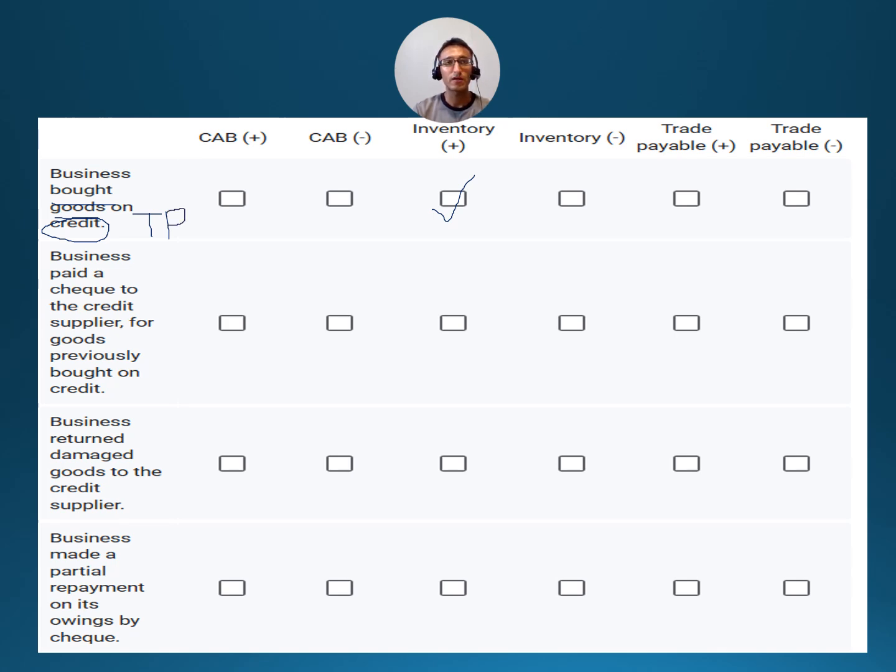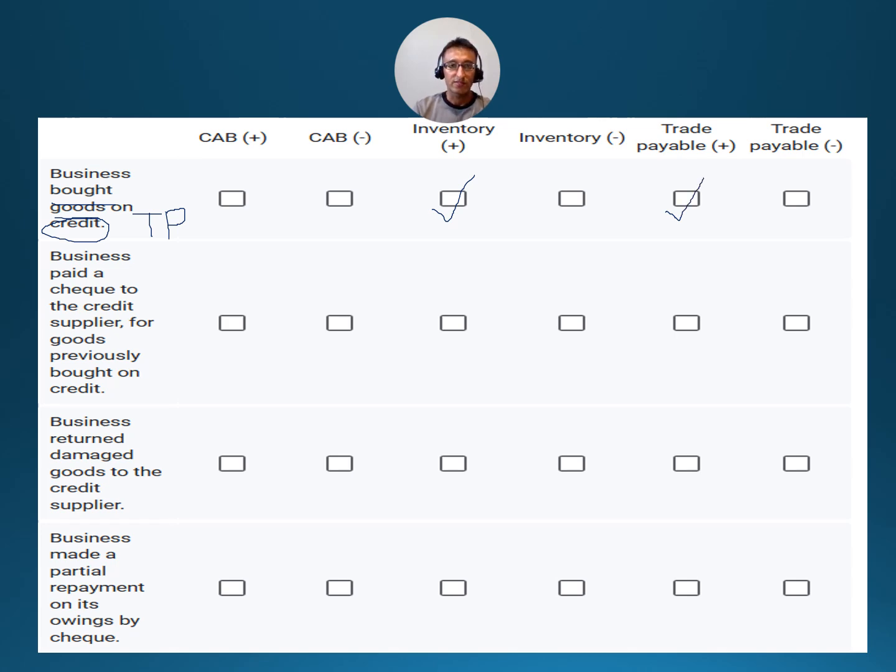So trade payable account deals with owing to the supplier. When the business purchases goods on credit, they will owe the supplier more or less? Okay, you guessed it right. They should owe the supplier more.